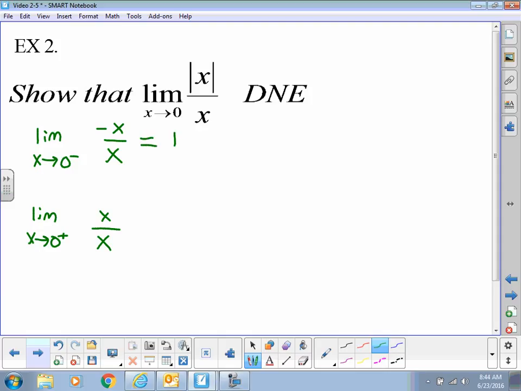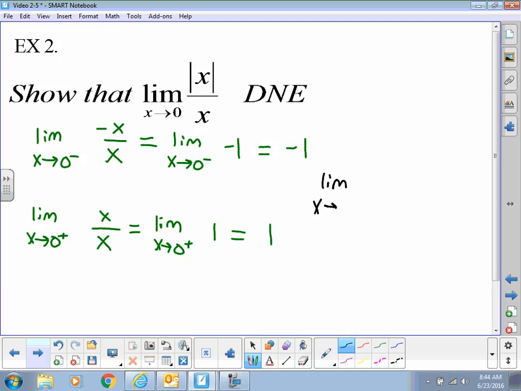Now this simplifies to just negative 1. Since that's a constant, it's just negative 1. This here also simplifies to positive 1. Since it's just a constant, that limit will be positive 1. And we can pretty clearly see now that the left-hand limit and right-hand limit are not the same. So therefore, the limit as x approaches 0 of absolute value of x over x does not exist.